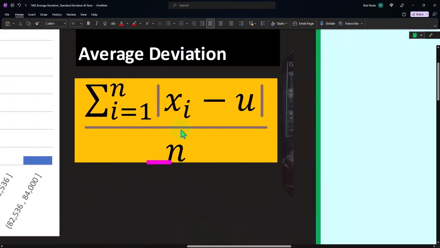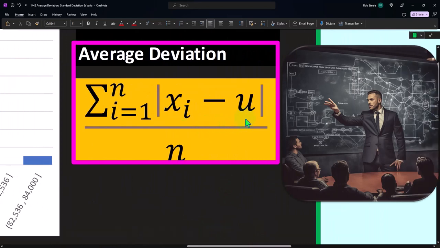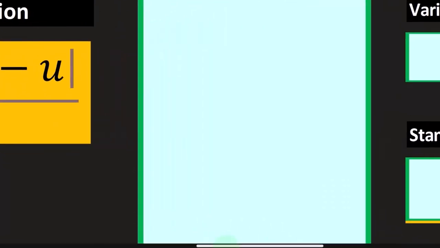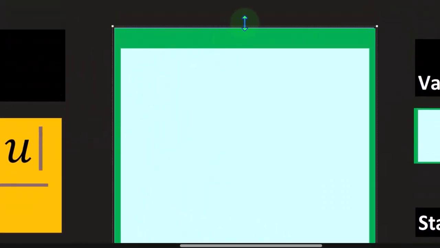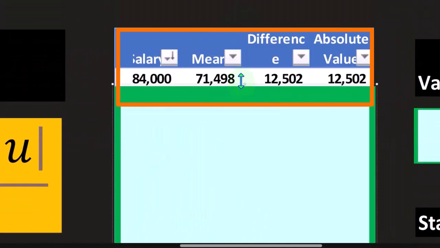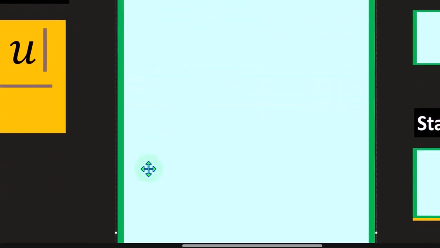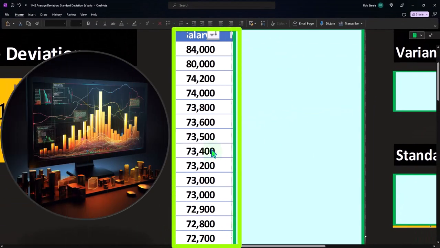Well, I can take each of the data points minus the middle point or mean represented by the mu, and then take the absolute value, because I'm going to end up with negative numbers, and divide by n. Let's see what that would look like in a table format. If I put this into a table, I can say, okay, let's do it this way. Here's my data set.